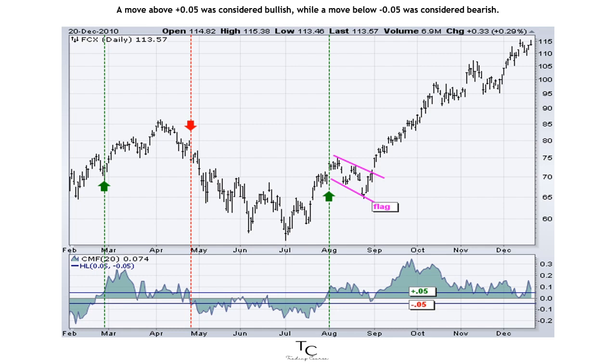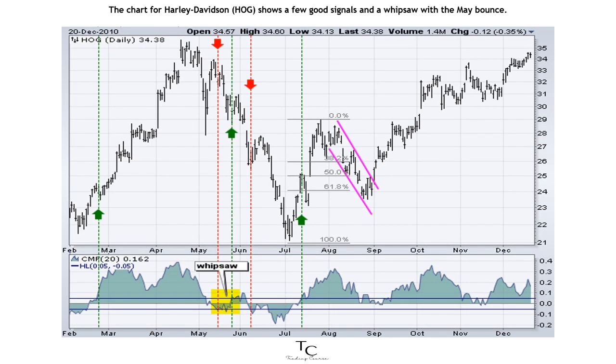A move above plus 0.05 was considered bullish, while a move below minus 0.05 was considered bearish. There were only 3 signals. While these signals will come a little later, it may be worth it to reduce whipsaw. The chart for Harley-Davidson shows a few good signals and a whipsaw with the May bounce.